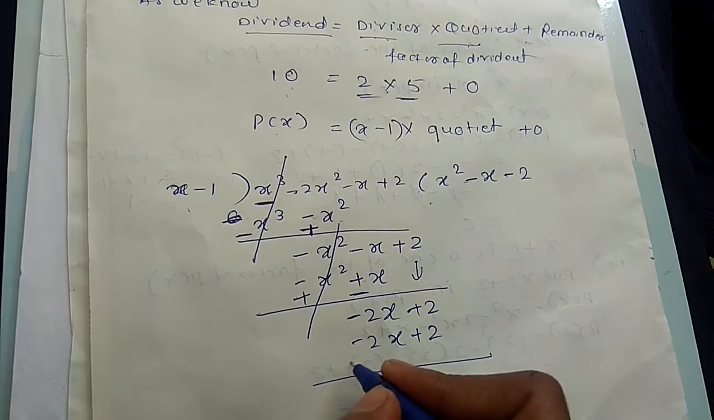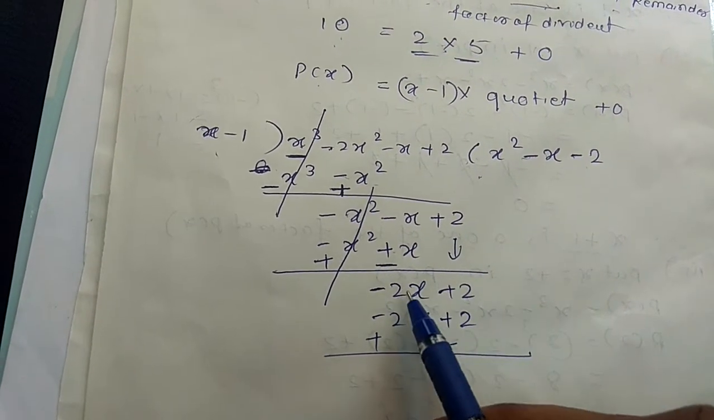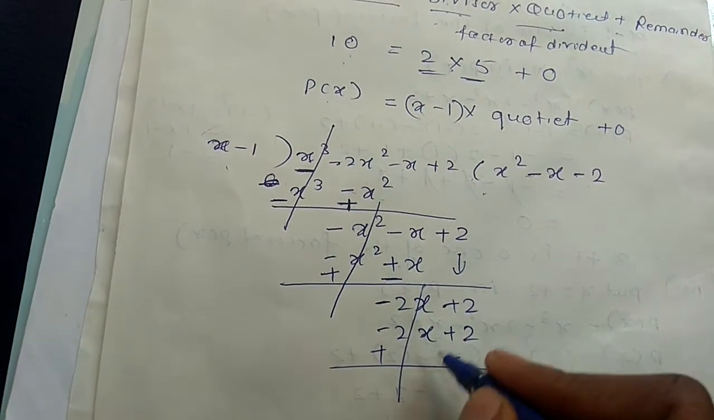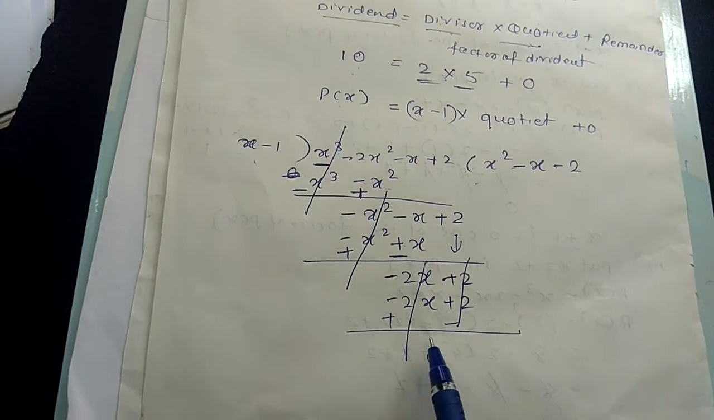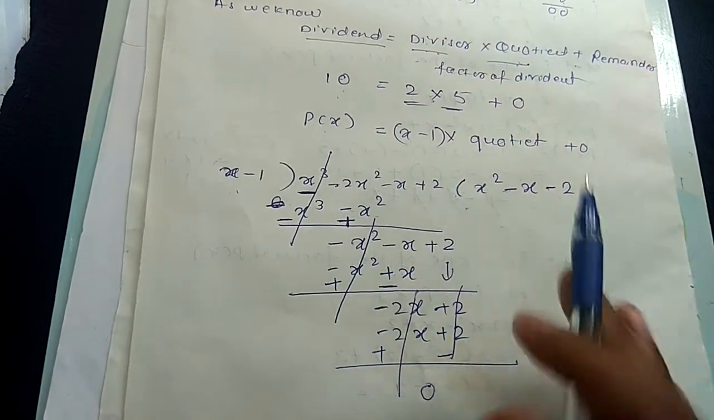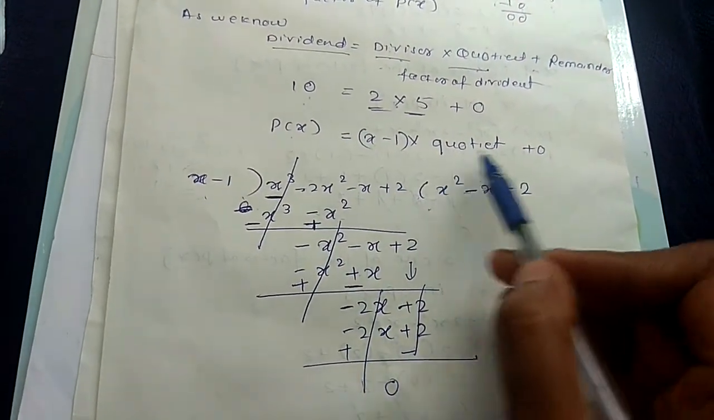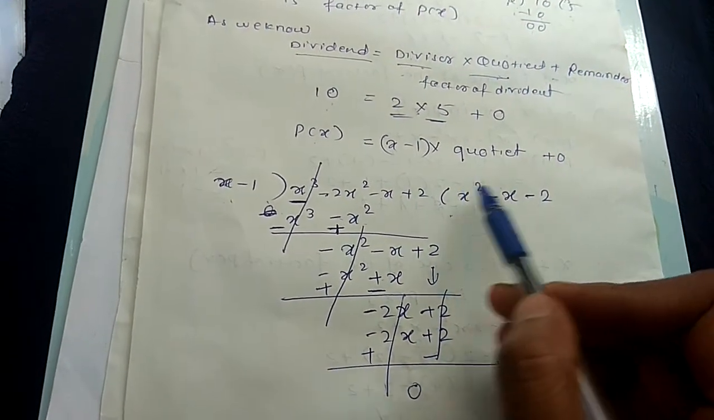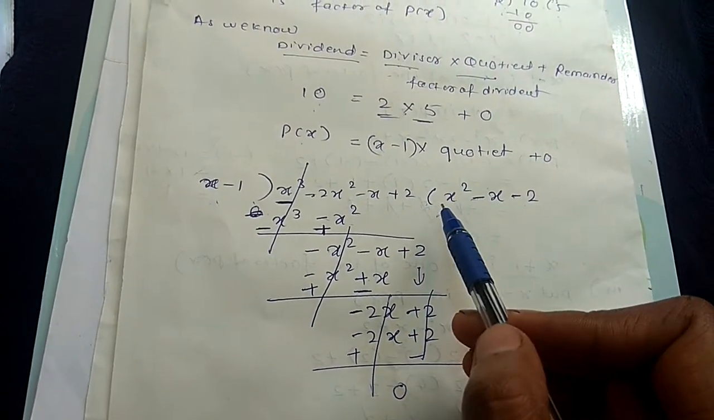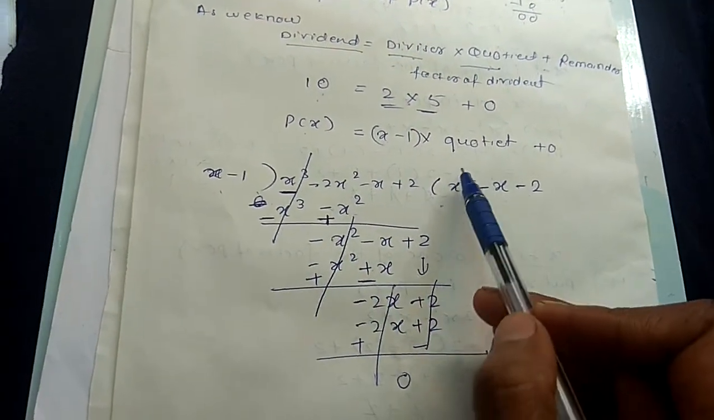Next subtraction, that is plus minus. Minus 2x plus 2x will be 0, plus 2 minus 2 will be 0. So remember, here you got the remainder as 0, which means what? These two are factors of this polynomial. So we got one factor, and another factor is a quadratic polynomial. So we know that a factor should be linear. It means what? Degree should be what? 1. Here we have degree 1, here we have degree 2.